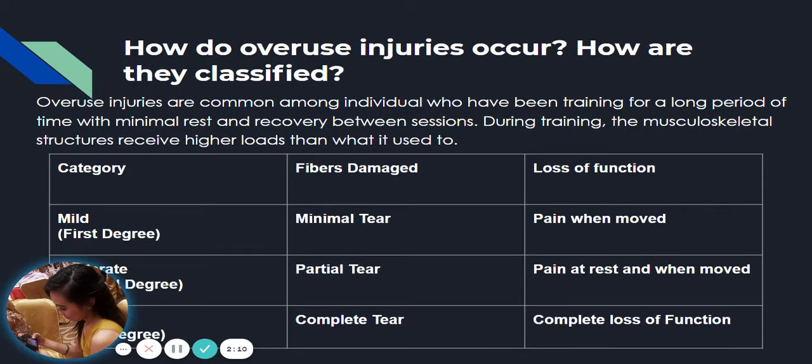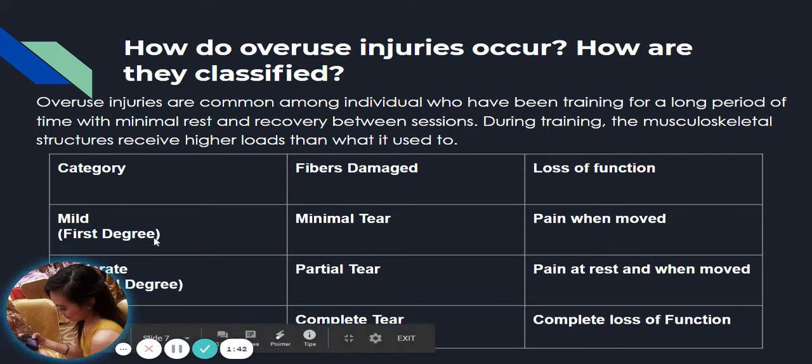How do overuse injuries occur and how are they classified? Overuse injuries are common among individuals who have been training for a long period of time with minimal rest and recovery between sessions. During training, the musculoskeletal structures receive higher loads than what they are used to. So we have three categories for that.